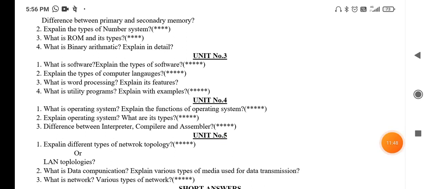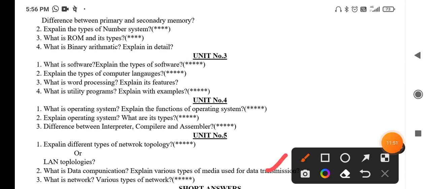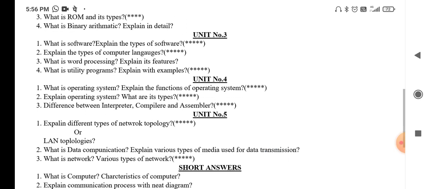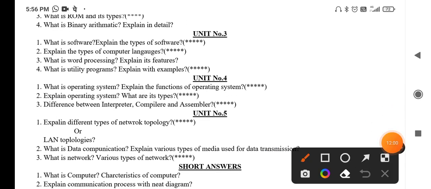Next, unit number 5, question number 2: what is data communication? What are the different types of media used for data transmission? First we have to write about data communication. What is the meaning of data communication? How are we going to communicate from one computer to another computer? What things are required for data communication? Various media are used for data transmission. Media is nothing but cable here, like coaxial cable, twisted pair cable, and fiber optic cable. We have to draw all these 3 different cables and explain.